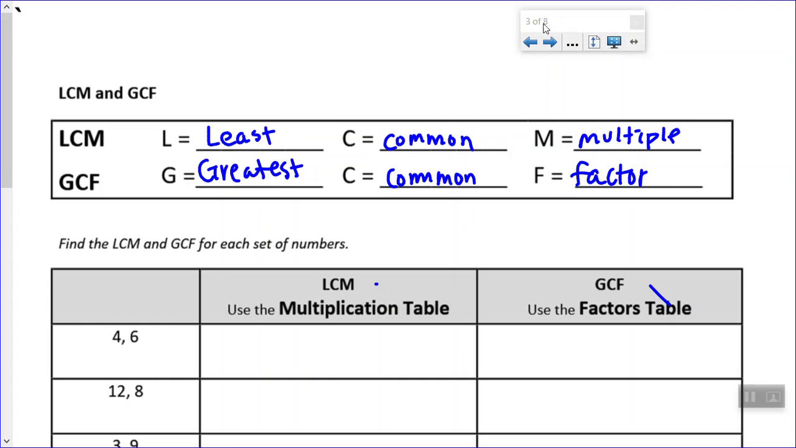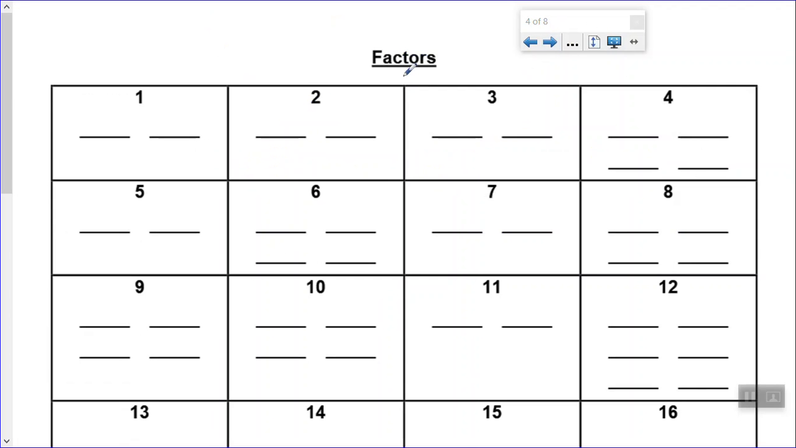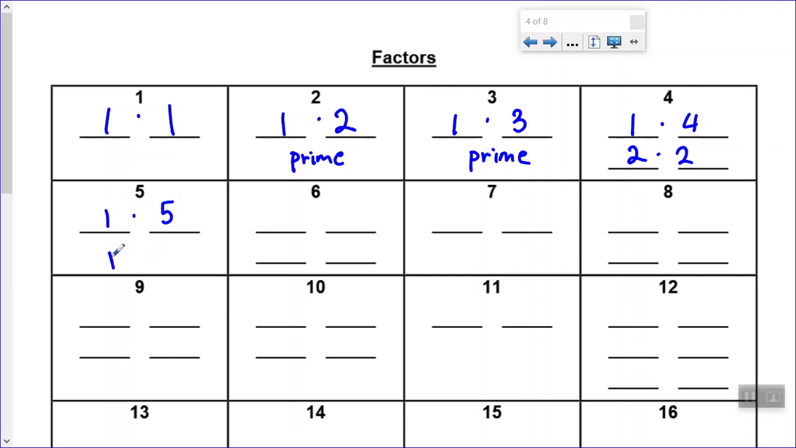So what is the factors table? Here, you can find all the factors. For example, 1 is 1 times 1. 2 is 1 times 2. You have only two factors. This is a prime number. 3, 1 times 3 is 3. This is a prime number. 4 is 1 times 4, 2 times 2. This is a composite number. 5 is 1 times 5. This is a prime number.